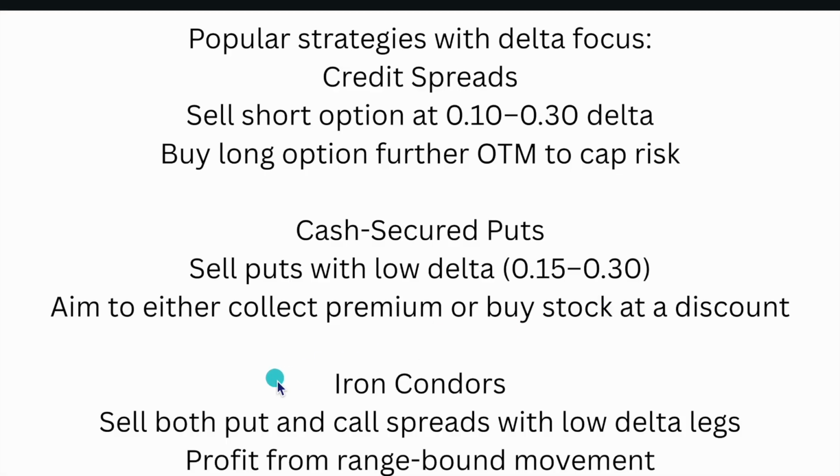Iron condors, you could sell the put and call credit spread together. What's good about this is one side is guaranteed to work at expiration. And you can profit from range-bound movement. If you're not seeing a lot of up and down moves on a stock, an iron condor could be preferred there.